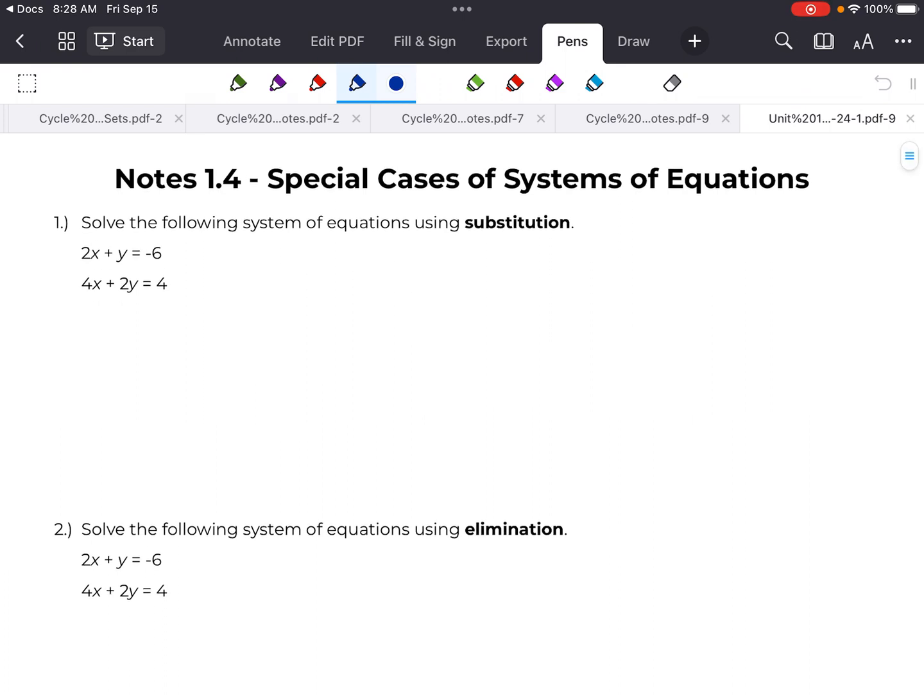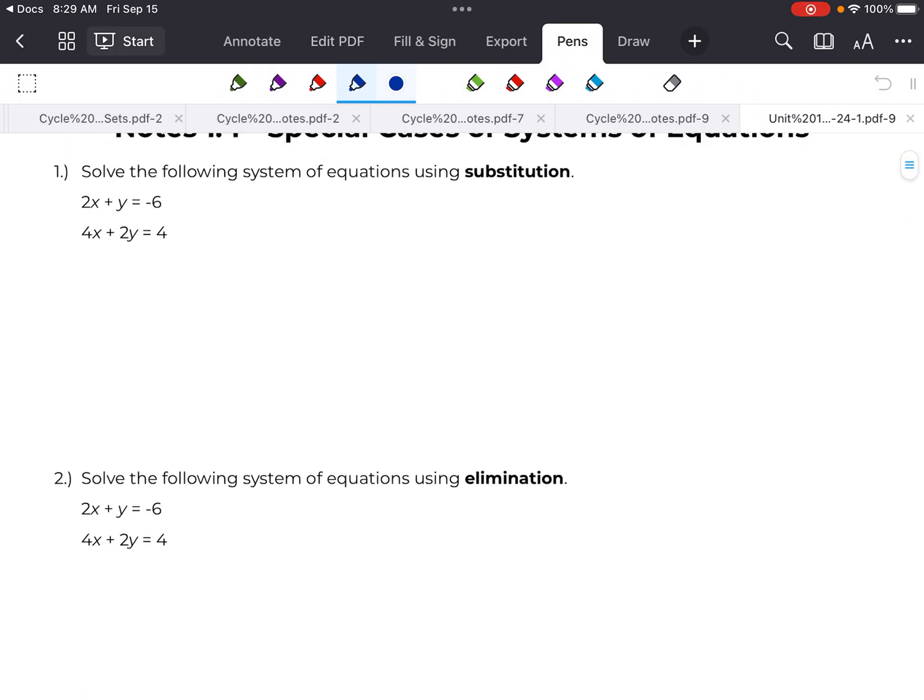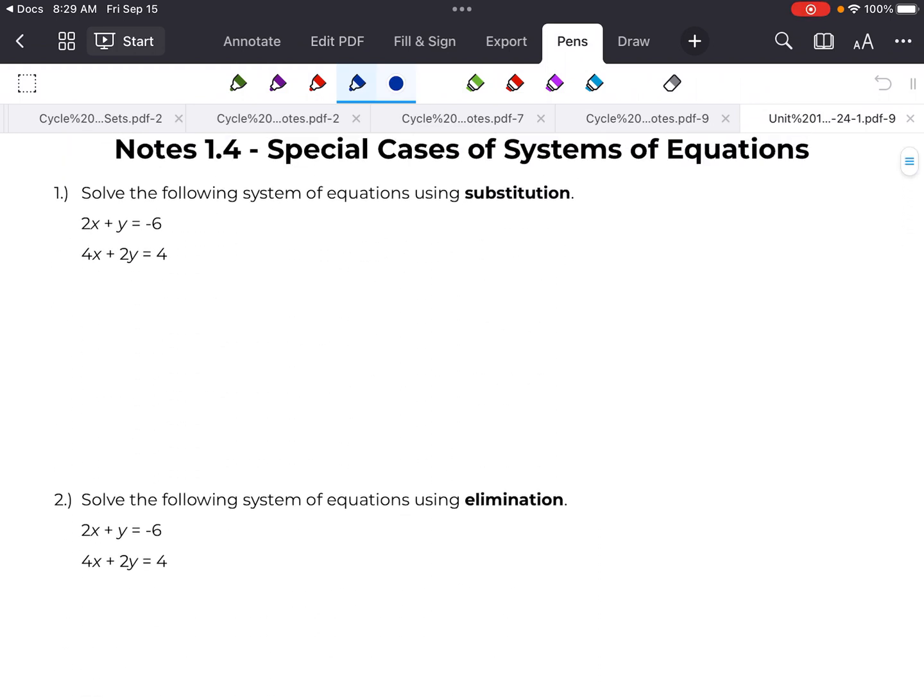Okay, we're going to get right into solving this linear system in all three different ways. So we have substitution, elimination, and graphing. And we're going to look at some special cases here. So first one, solved by substitution.